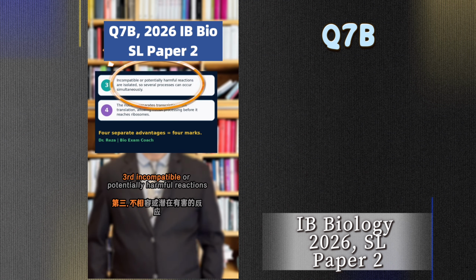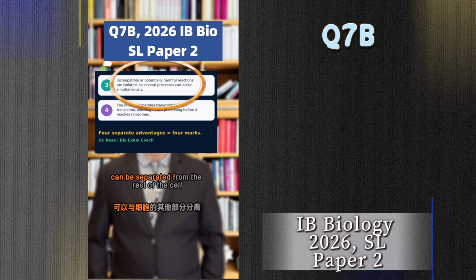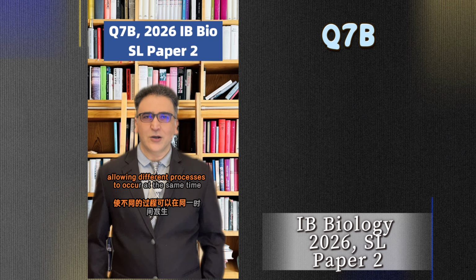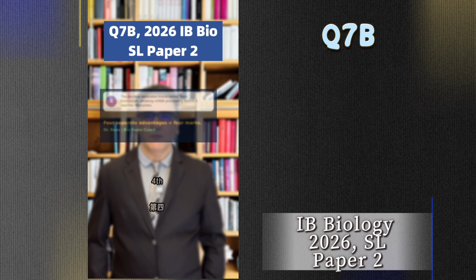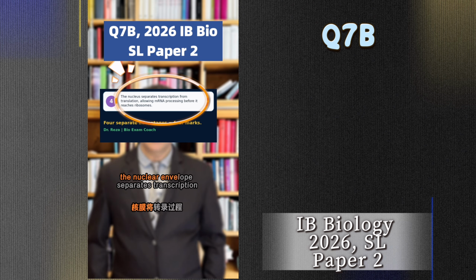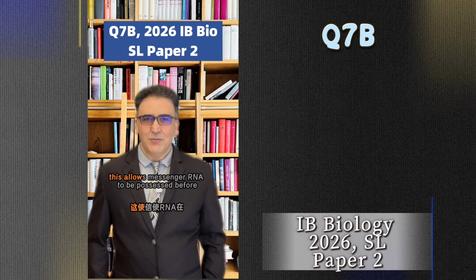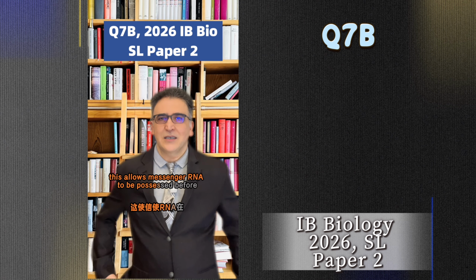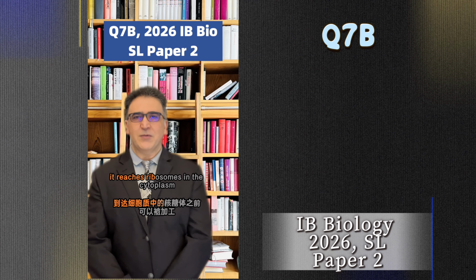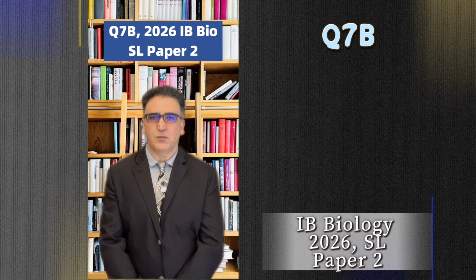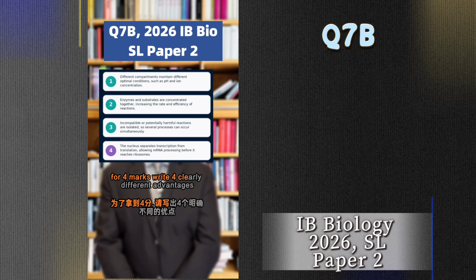Third, incompatible or potentially harmful reactions can be separated from the rest of the cell, allowing different processes to occur at the same time. Fourth, the nuclear envelope separates transcription from translation. This allows messenger RNA to be processed before it reaches ribosomes in the cytoplasm. For 4 marks, write 4 clearly different advantages.